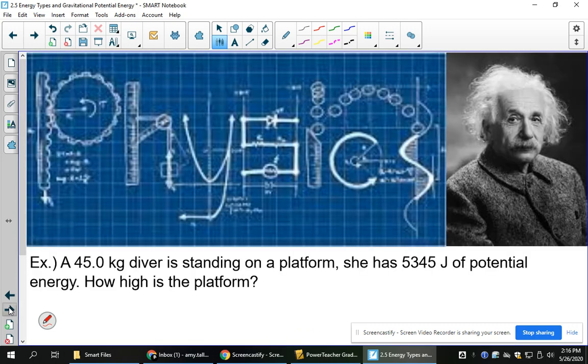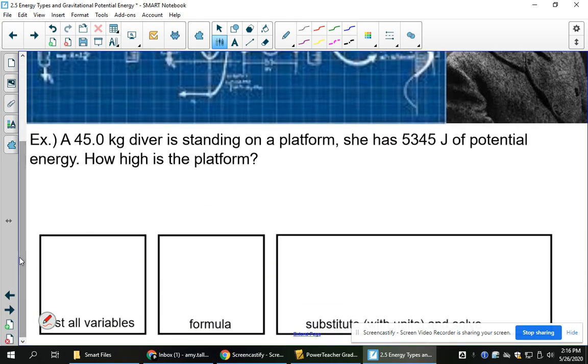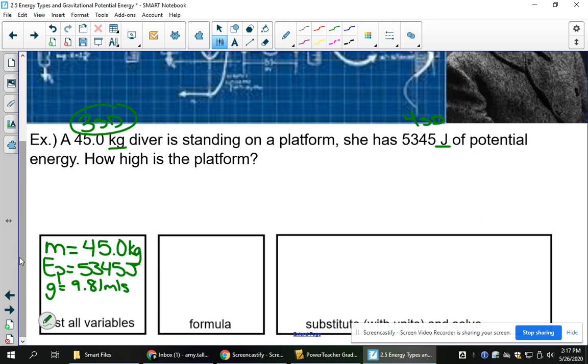Okay, let's try another one. A 45-kilogram diver is standing on a platform. She has 5,345 joules of potential energy. How high is the platform? I see 3 sig digs and 4, so my answer will be written with 3. I see kilograms, which stands for mass. And I see joules, and they tell me that that is potential energy. I always know G. And they're asking me how high. So what is the height?